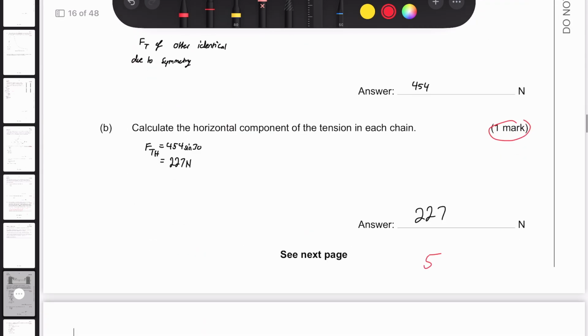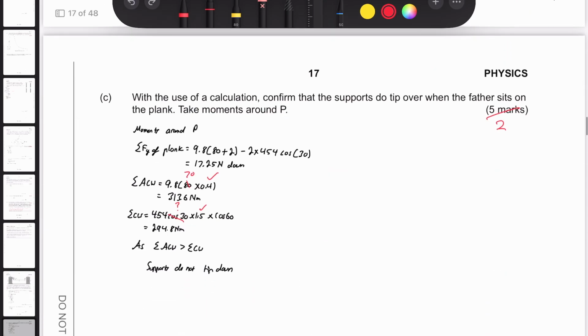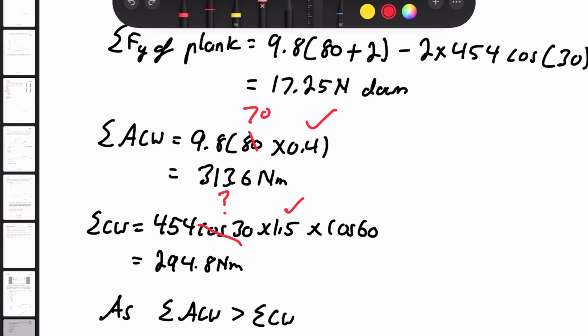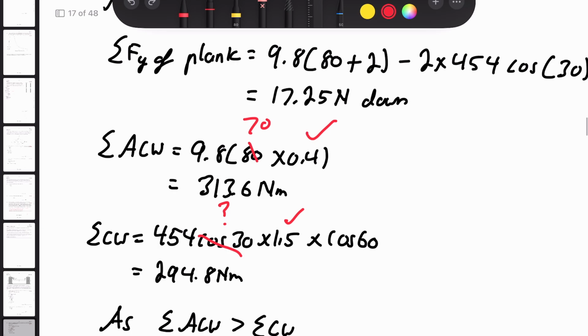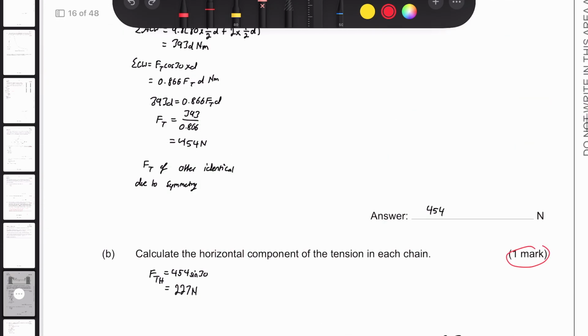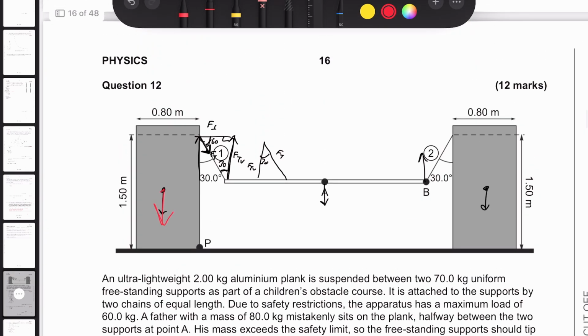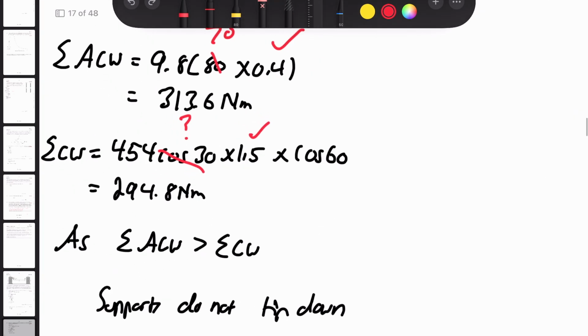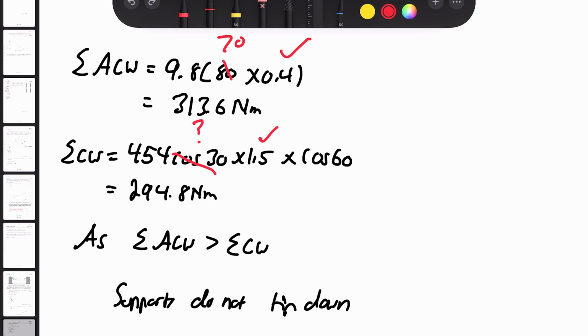So yeah, I gave myself follow through marks for here, and I lost 3 marks because first of all, I didn't need this cosine of 30 here because this is already my F of T, and then this cosine of 60 would be the horizontal component of that. And over here, this also had to be 70. I think I wrote 70, crossed it out for 80, but it had to be 70 because anti-clockwise is actually this mass here, not the mass of the father. So yeah, 450, if I did just cosine of 60, that would have been fine.